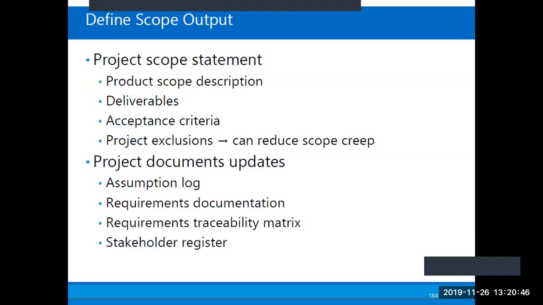All right, so the output of this process, define scope, is the project scope statement. This is the most important as well. Project scope statement entails the product scope description, deliverables, acceptance criteria, and project exclusions.